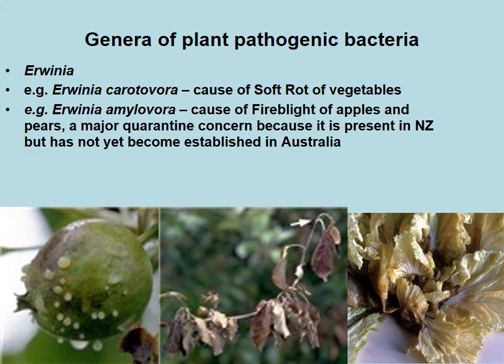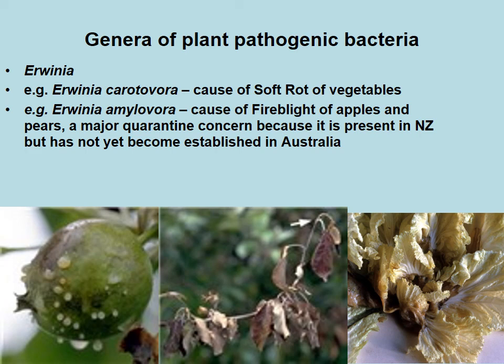Our next genus is Erwinia, and we have a couple of examples here. For example, Erwinia carotovora, which causes soft rot of vegetables, and also Erwinia amylovora, which causes fire blight of apples and pears. And this particular species is a major quarantine concern because it's present in New Zealand but hasn't yet become established in Australia. In the photo to the left, we have fire blight on apple, and that can be seen as this milky ooze which contains the actual fire blight bacteria, and it's exuding from the infected fruit.